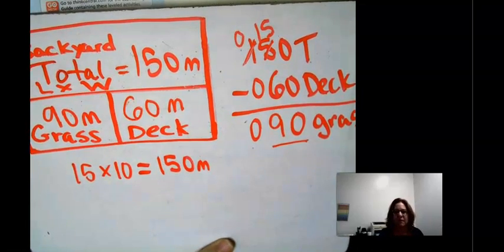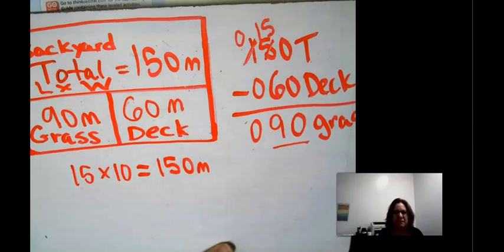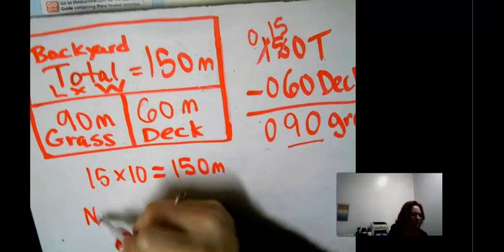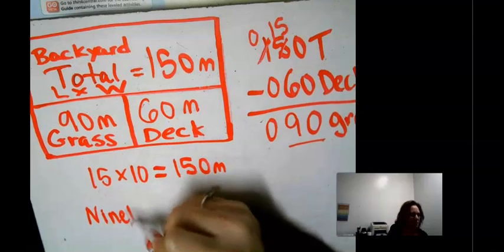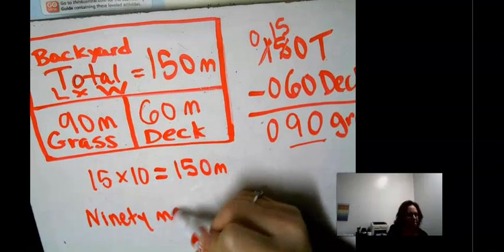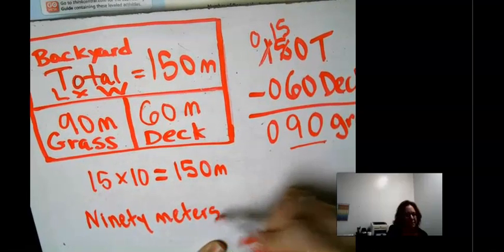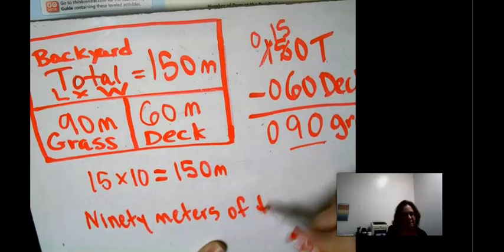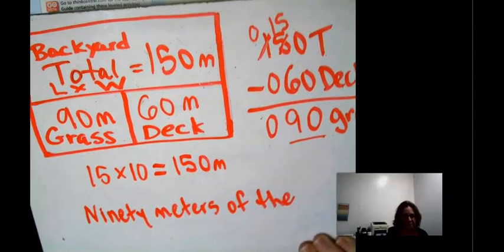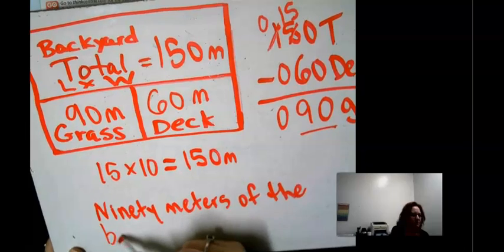Let's go ahead and make sure we're answering in a complete sentence. 90 meters of the backyard is grass.